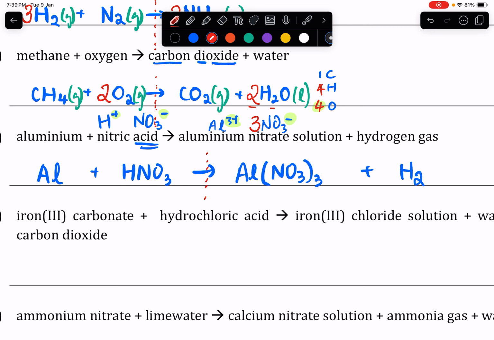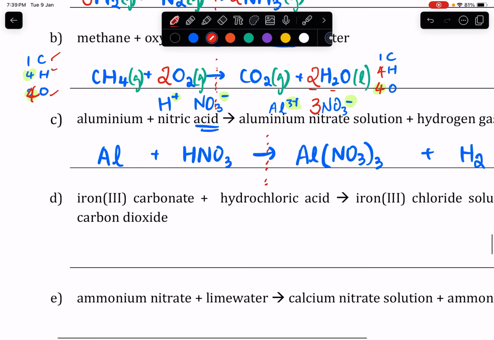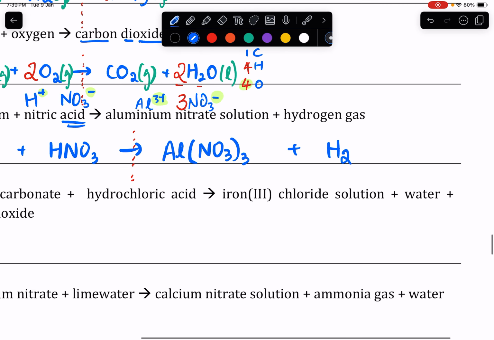Okay, let's try and count. Now, what I like to do is I like to count the ion by ions. Okay, that's to say polyatomic ion with polyatomic ion. It's easier to count. So first I have 1 aluminium, 1 hydrogen, and 1 NO3. I just group it together. On the right hand side, I have 1 aluminium, 2 hydrogen, and 3 NO3.